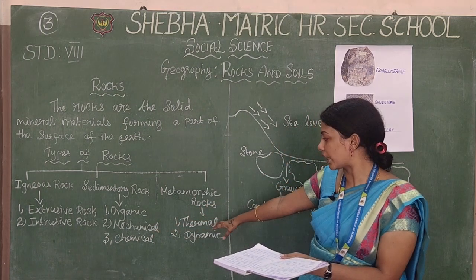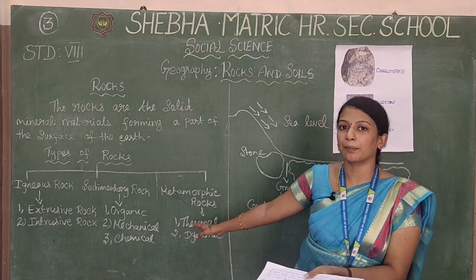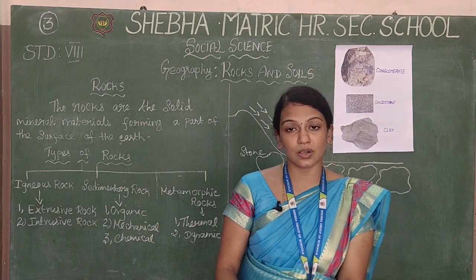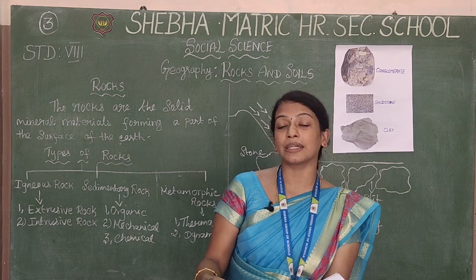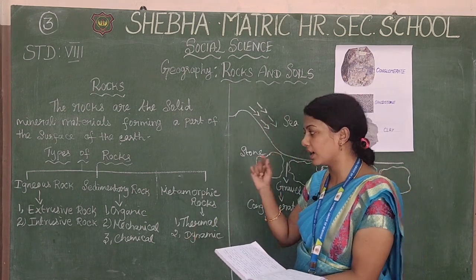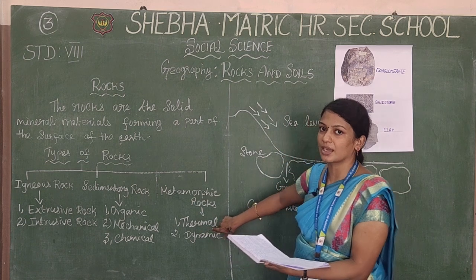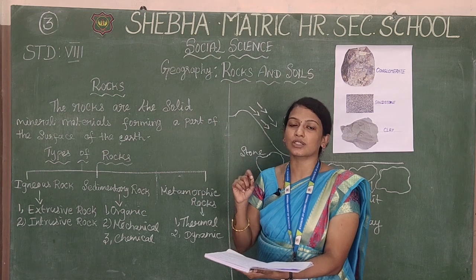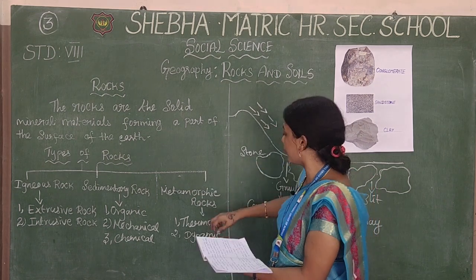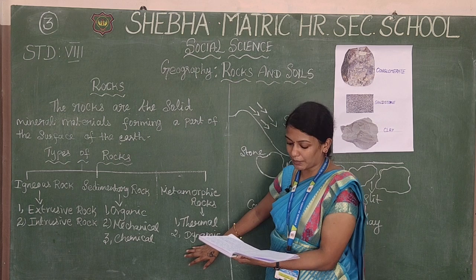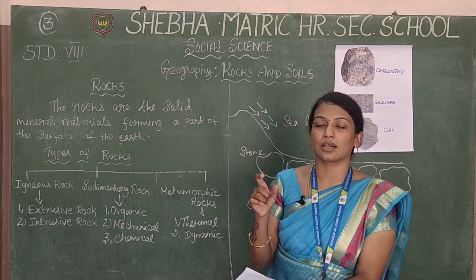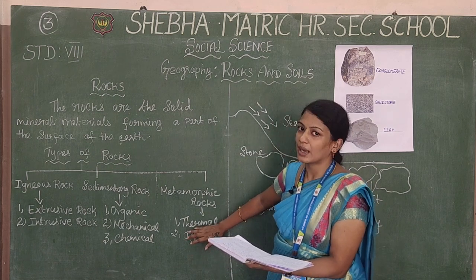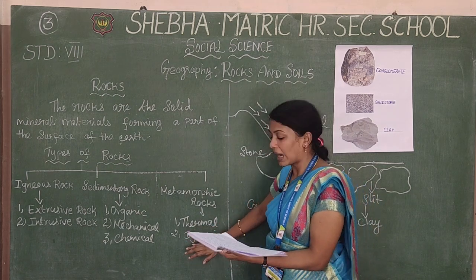So I told you two types of metamorphic rock. What are they? Thermal and dynamic. First I will explain thermal metamorphism. The change in rocks mainly by temperature is called thermal metamorphism. Next is dynamic metamorphism, the change caused by high pressure. So thermal means high temperature, dynamic means high pressure.